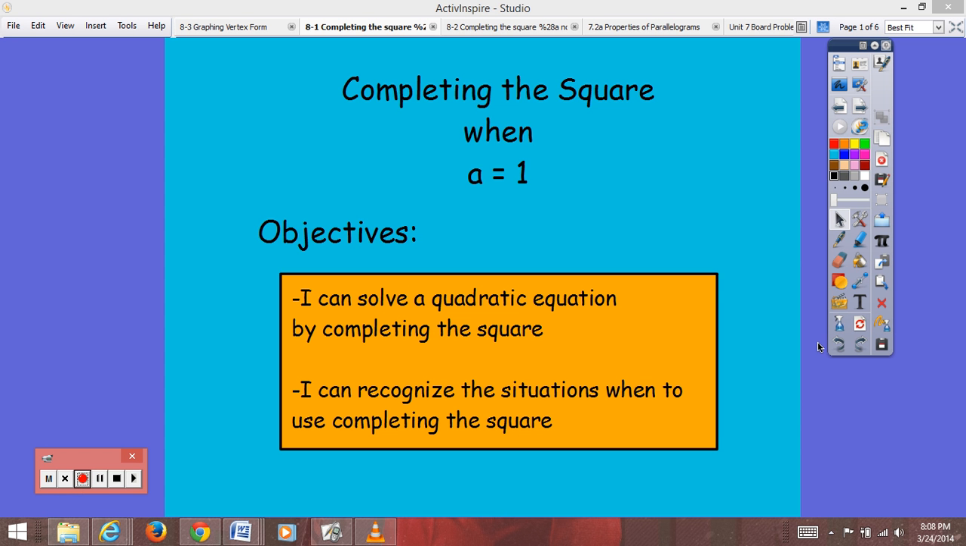Okay, so the topic of today's lesson is completing the square. To start out, we're going to look at just when our a value is 1. And remember, our a comes from that standard form, ax squared plus bx plus c. Our objectives for today's lesson: I can solve a quadratic equation by completing the square, and I can recognize the situations when to use completing the square.